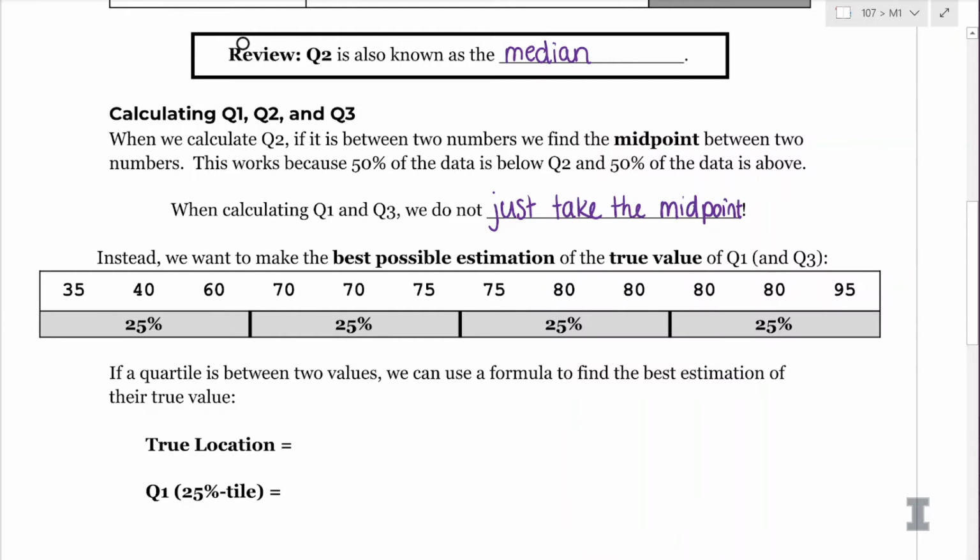So if we look at this data, this is the same data as above, the data for "we believe," the 12 random observations. And if we actually divide this into 4 equal quartiles, we can see that for Q2, for the median, this is going to be right in between these two numbers. But for Q1, the first quartile, this isn't actually just going to be 65, the number in between 60 and 70. So instead, we have to find the true location of where that value lies.